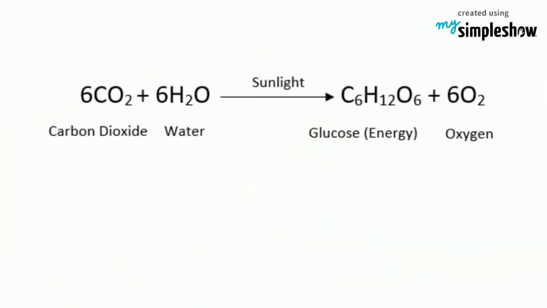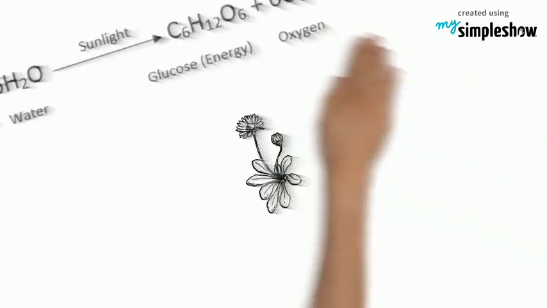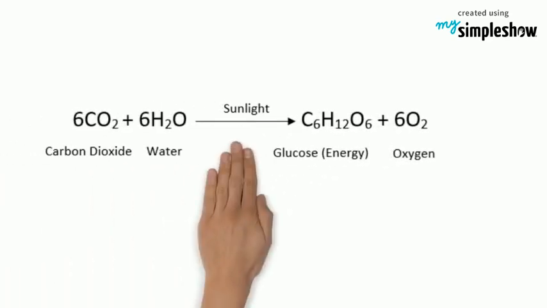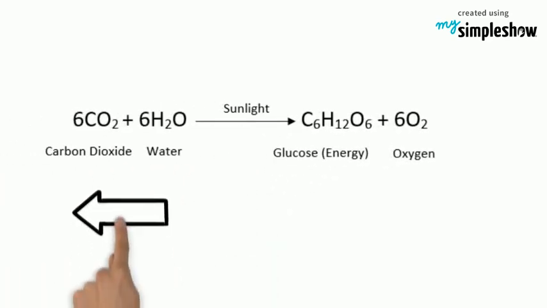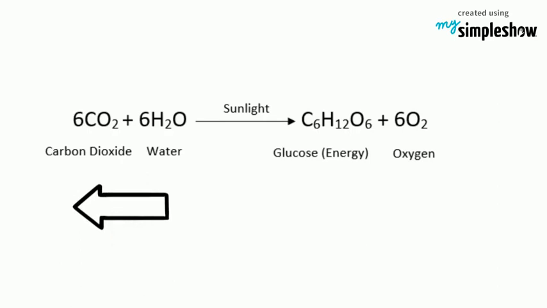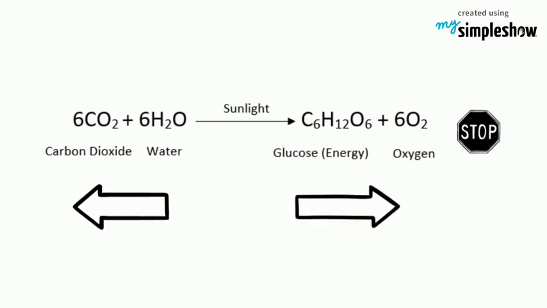This is the equation for photosynthesis. Like all chemical equations, it has some reactants and some products. Reactants are the things you need to start the chemical reaction. We write those on the left. Products are the things you have at the end of the reaction. We write those on the right.